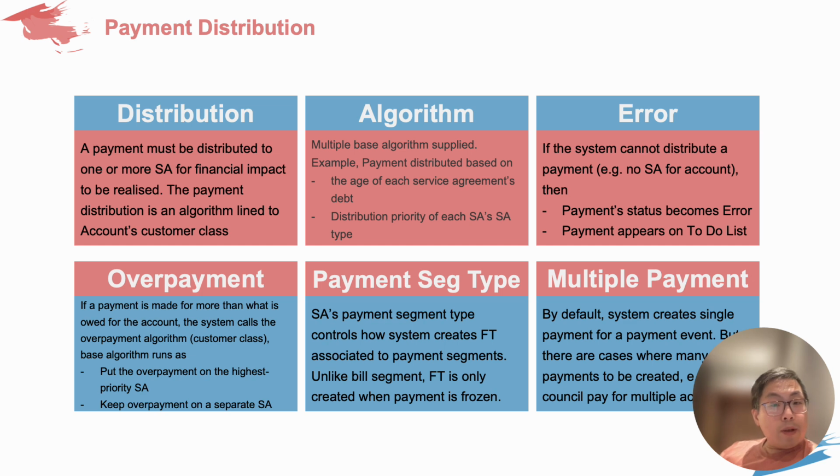Now, the last one, by default, system creates one payment for a payment event, but there are cases where many payments are created. So, for example, a console pays for many accounts. Normally, a payment has one tender in most of the cases. I mean, if you are loading a payment file, 99% of the cases you have just a single source of payments. So that goes to one tender and it's mapped to one account or one particular bill. And then the payment is also created for one, and that's just doing the matching.